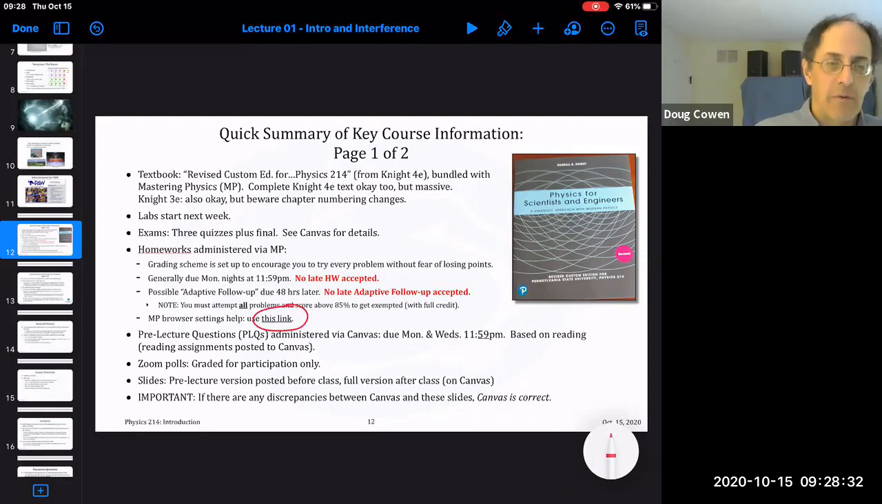I have to note that if there are any discrepancies between Canvas and these slides, Canvas wins. I tried to make the two completely consistent, and I think I succeeded. But if there's any place where there's disagreement, then Canvas is the source that's correct.